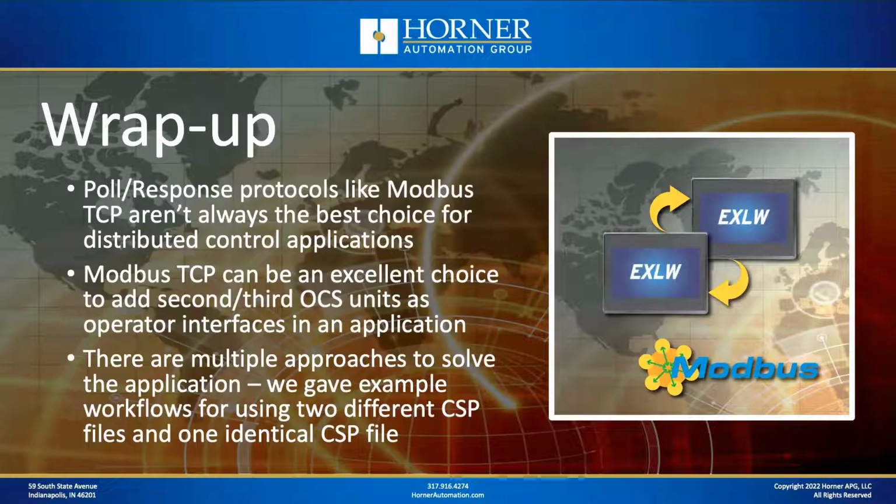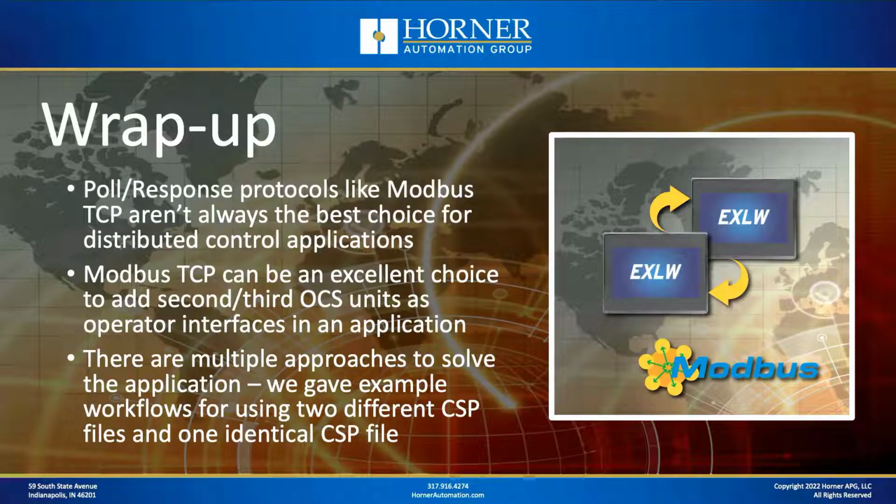Let's go ahead and wrap up now. The first thing we talked about was that pull response protocols like Modbus TCP aren't always the best choice for distributed control applications. If you need control type response times and communication times, 10 milliseconds, 20 milliseconds, 50 milliseconds, Modbus TCP for those sorts of multi-drop type communications in a pull response architecture, it's not always the best choice. Protocols that support multicast like Ethernet Global Data are better in those applications.